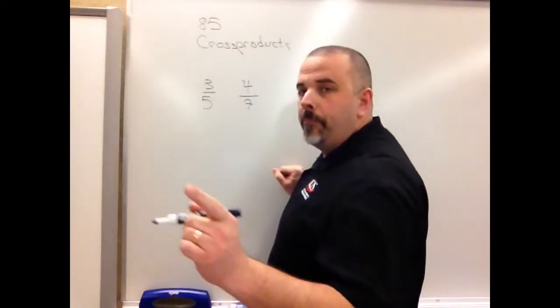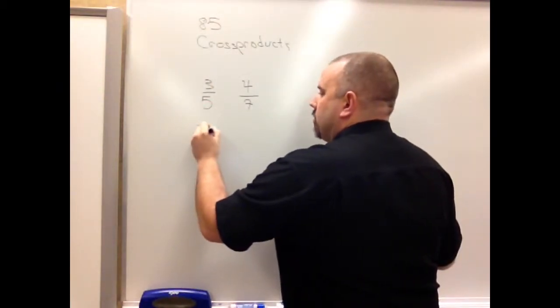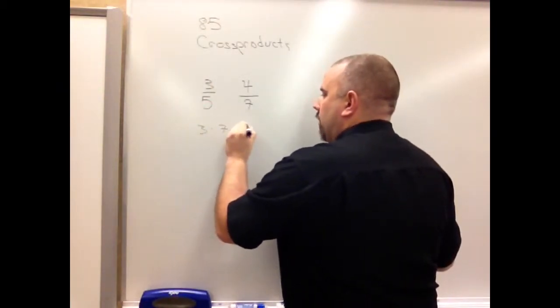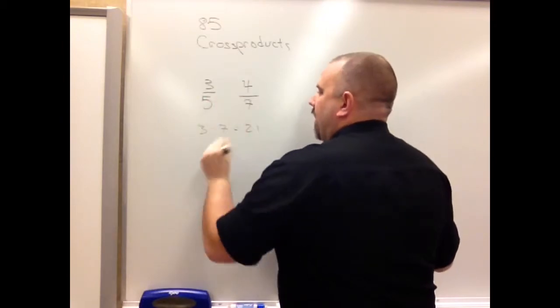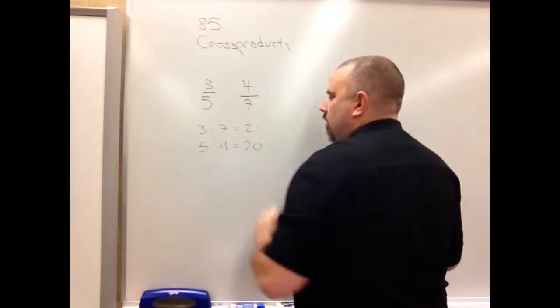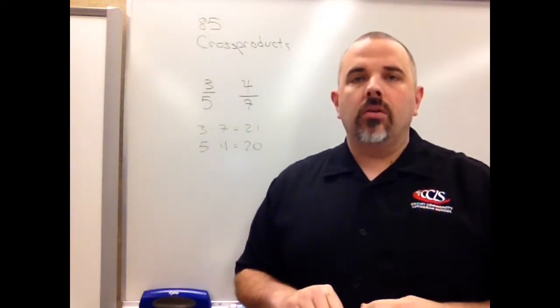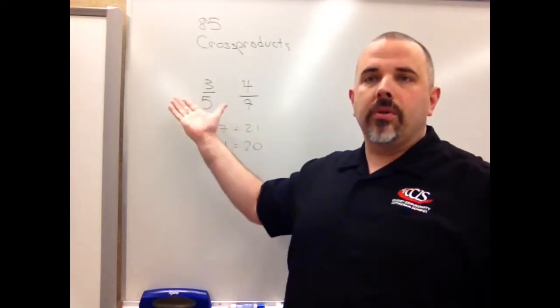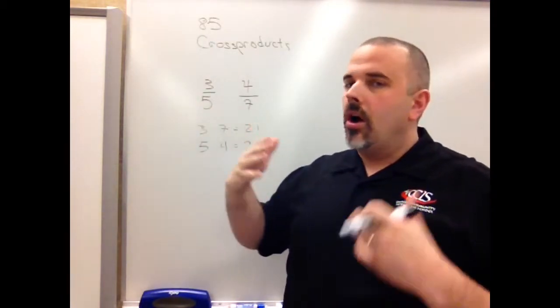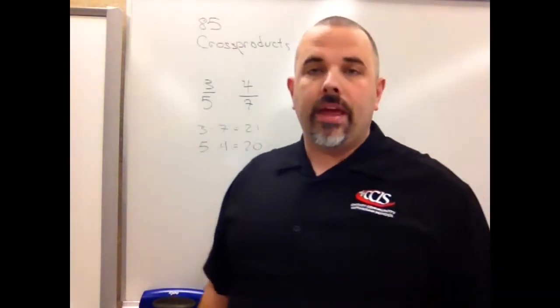What I want you to do is watch carefully. I'm going to take the 3 and the 7 and multiply them. So 3 times 7 is equal to 21. 4 times 5 is equal to 20. Are those the same number? And the answer, of course, is no. Since they are not the same number, 3/5 and 4/7 are not equivalent fractions. You would want them to equal the same number in order for that to work.